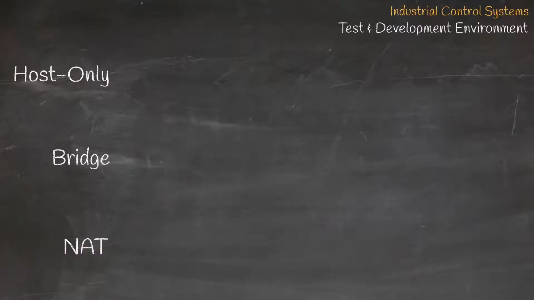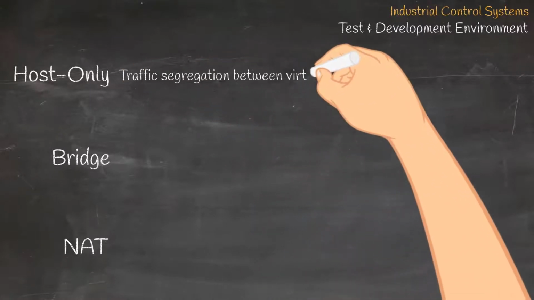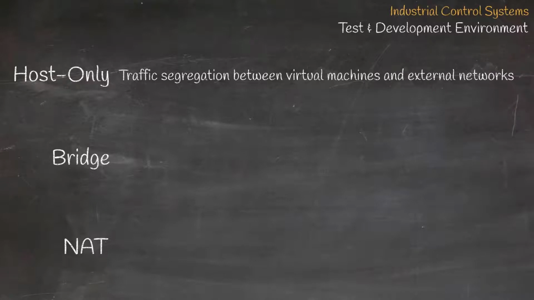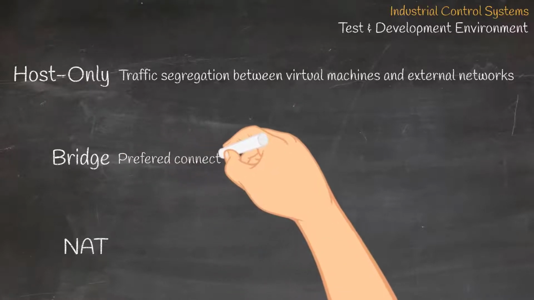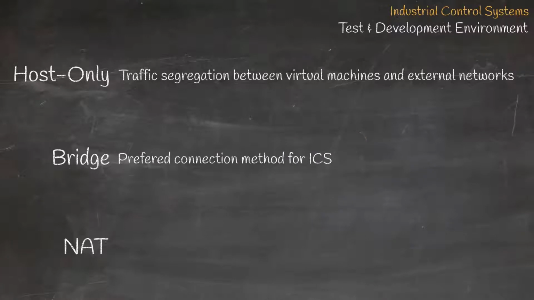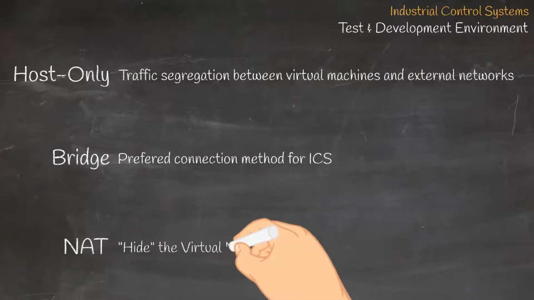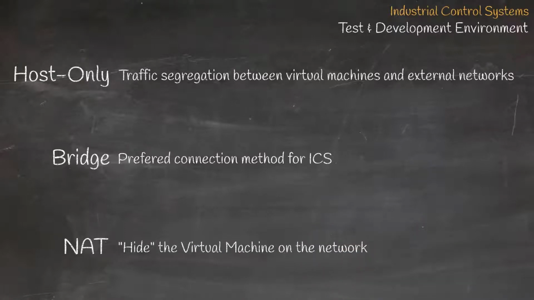To summarize, host-only networks will be intended for scenarios where the traffic is kept between the host machine and virtual machines. Bridge connections are recommended to connect to devices on the network, and for this reason, it is the preferred connection method for industrial control systems. NAT, and its inherent characteristic to keep the virtual machine hidden from other devices, I use for Internet access and security research purposes.